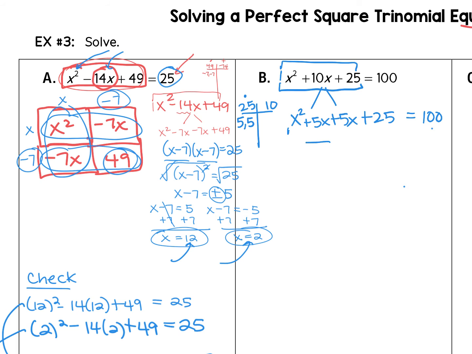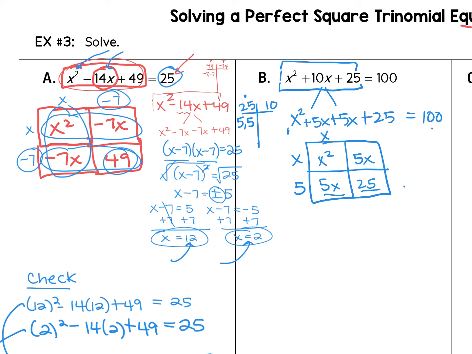And I'm going to factor x squared and 5x and 5x and 25. That's going to give me an x here and an x here. And 5x and 25, my common factor would be 5. And same thing, looking at the vertical column here, the common factor of 5x and 25 is positive 5. So we actually end up with a factorization of x plus 5 times x plus 5 equal to 100. x plus 5 times itself is x plus 5 squared.